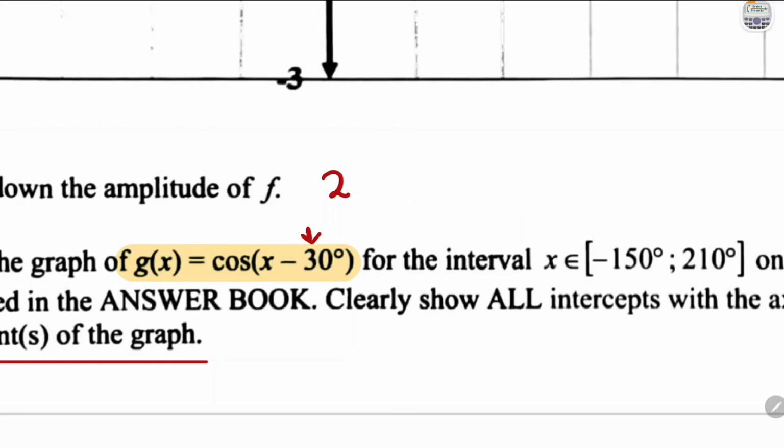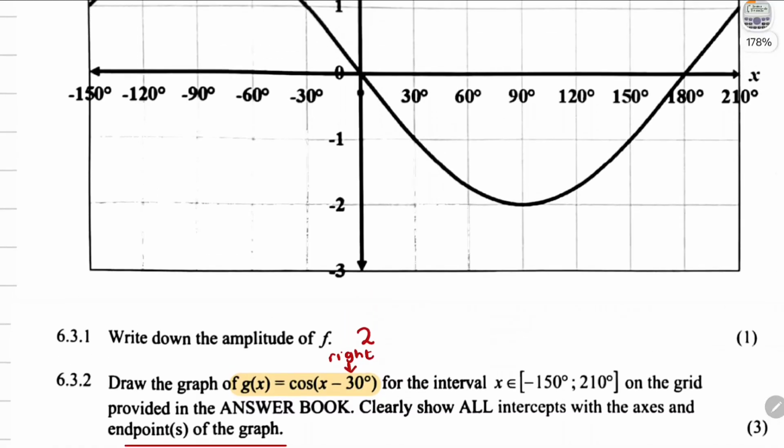It's either to the left or the right. If it is a minus, it's moving to the right. If it's a plus, it's moving to the left. Remember that this only works when we are subtracting or adding to the x. If it's on the outside, then it's a y shift, and plus would be up and minus would be down. Okay, so that's what we have to think about.